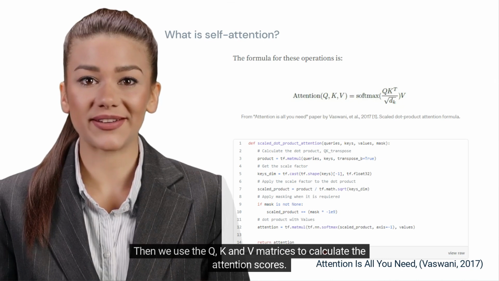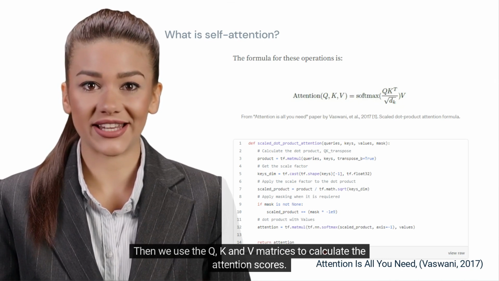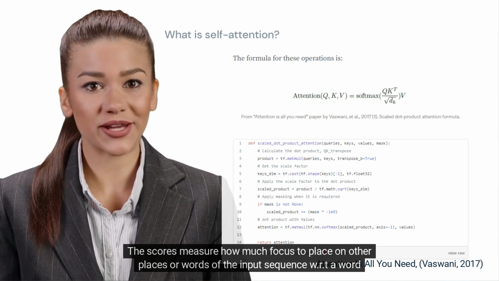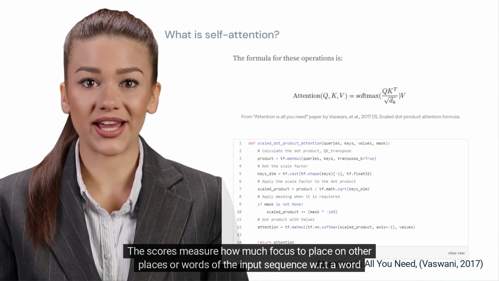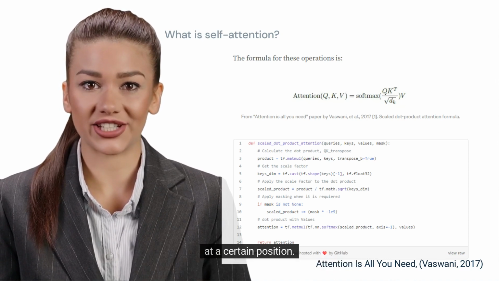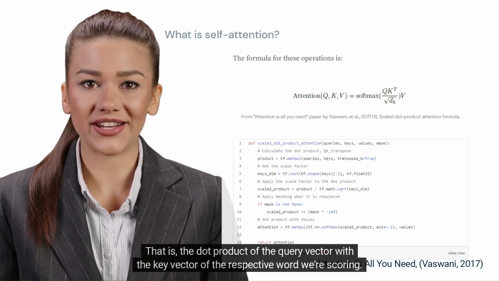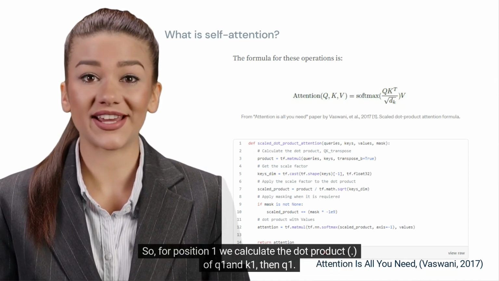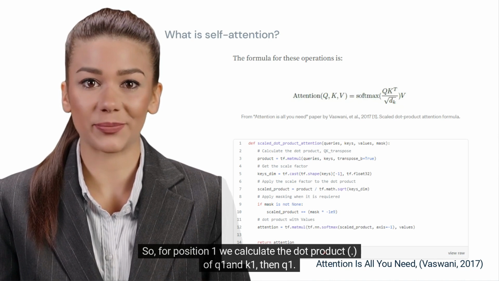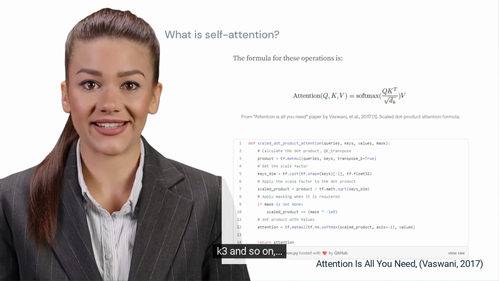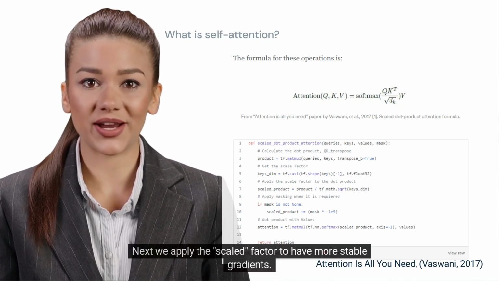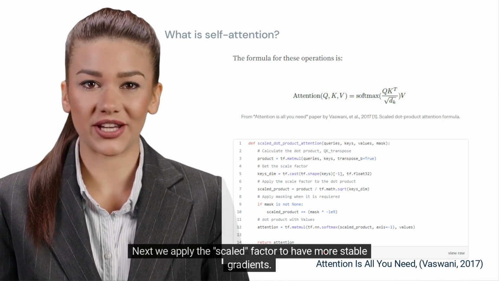Then we use the Q, K, and V matrices to calculate the attention scores. The scores measure how much focus to place on other places or words of the input sequence with respect to a word at a certain position. That is, the dot product of the query vector with the key vector of the respective word we're scoring. So, for position 1 we calculate the dot product of Q1 and K1, then Q1, K2, Q1, K3, and so on. Next we apply the scaled factor to have more stable gradients.